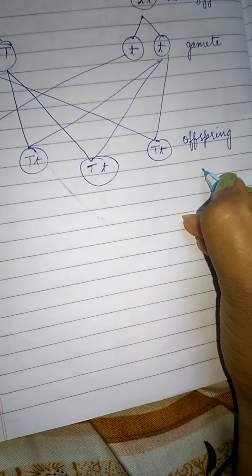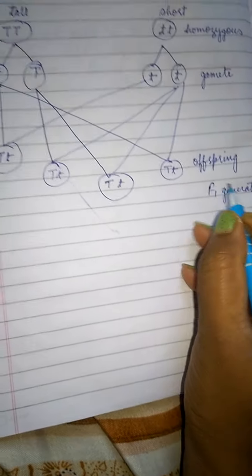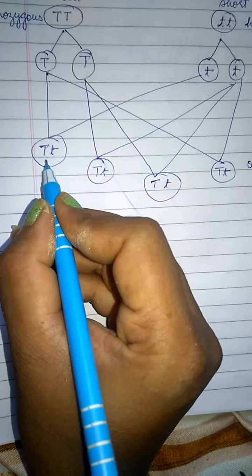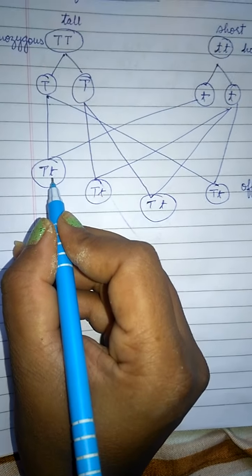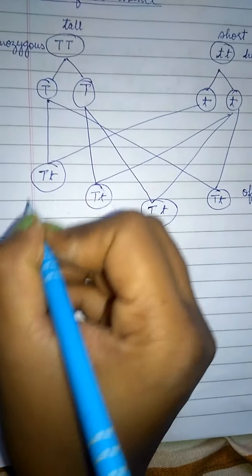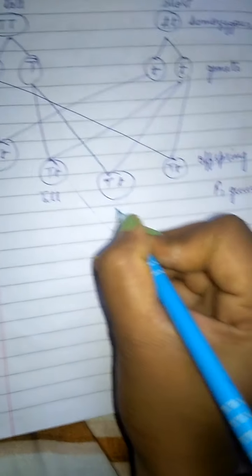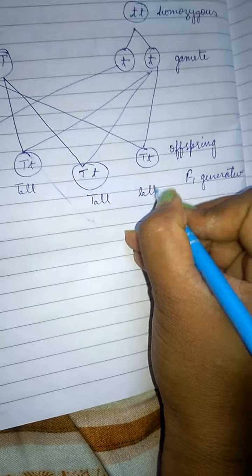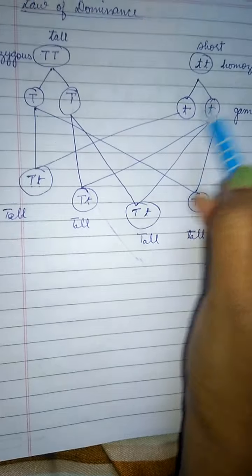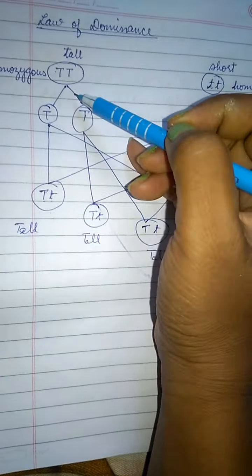Now this offspring is called the F1 generation. In the F1 generation, we see all the offspring will have capital T and small t as their genes. Now when the plant grew, it grew as tall. So all the plants grew as tall. Capital T is for tall and small t is for the short or dwarf plant. But when the plant grew, it grew as a tall plant.